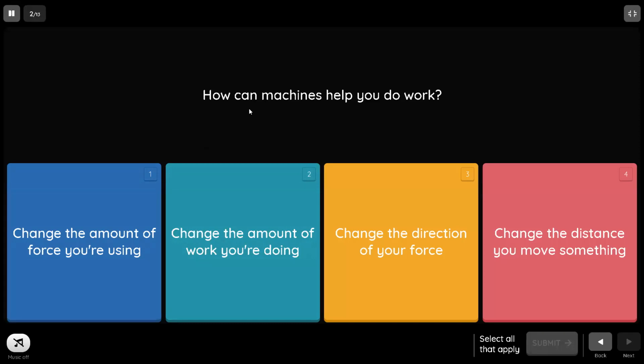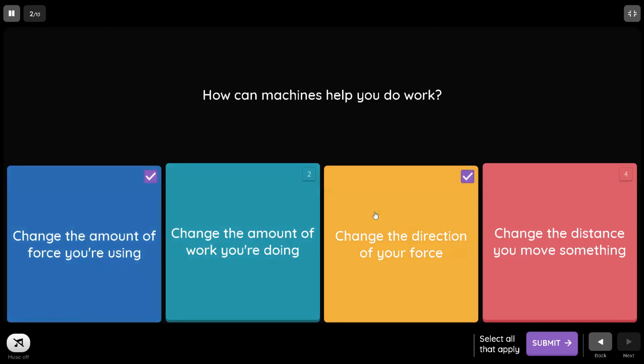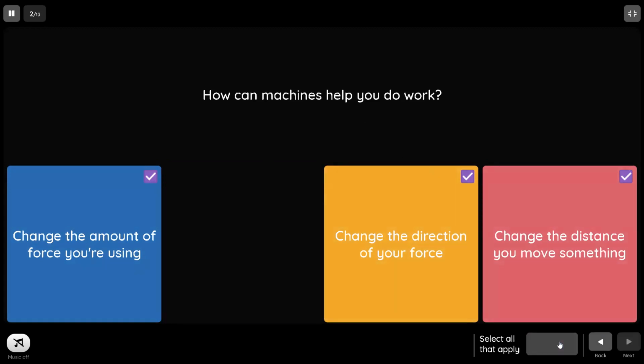Does it change the amount of force, or the direction of the force, or the distance that you are moving? The machine can change the amount of force, the direction of the force, and the distance that you are moving. These are the three things that machines can help you with.